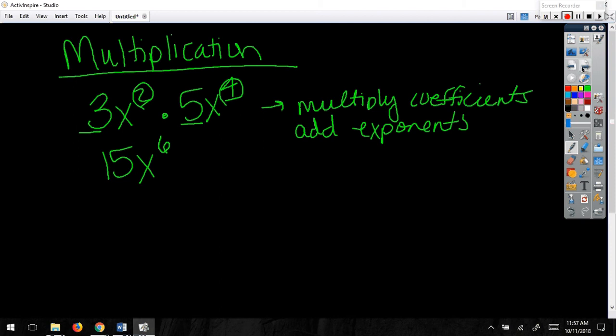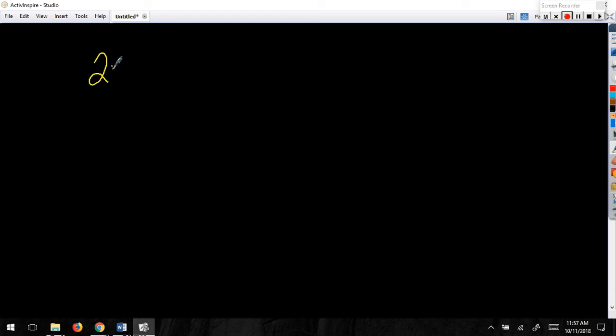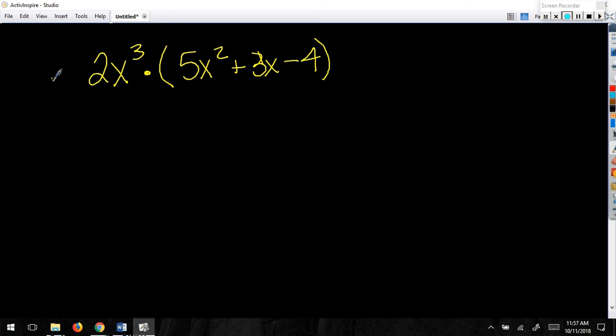Now, let's do a simple form of multiplication first because I think you'll remember how to do this. If I have a term that sits outside of a polynomial, let's say I have 2x to the 3rd, and I want to multiply that to 5x squared plus 3x minus 4. If you recall, when we have something like this, we do what we call distributing. So we take this first term and we distribute it through to everything in the second set of parentheses.